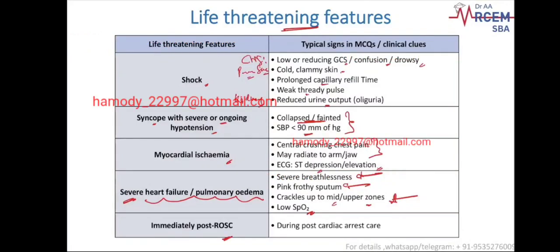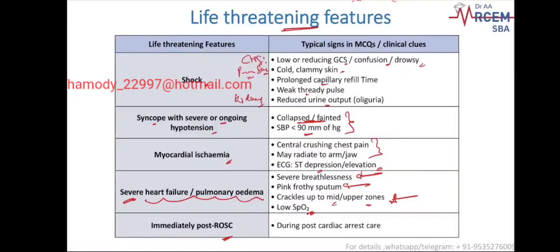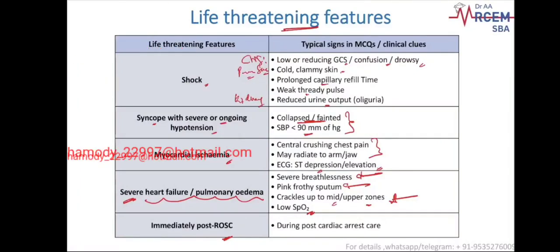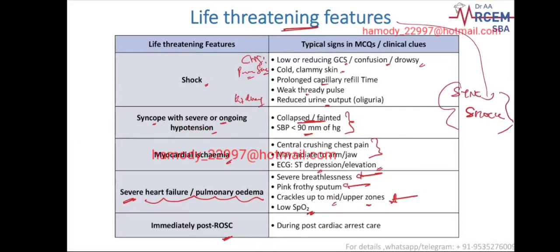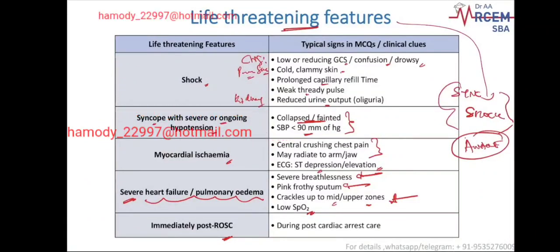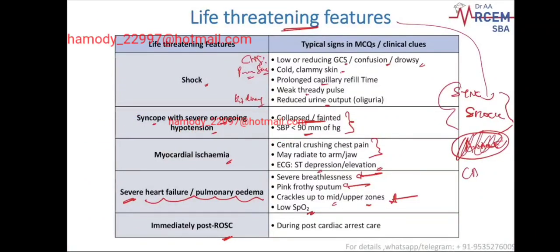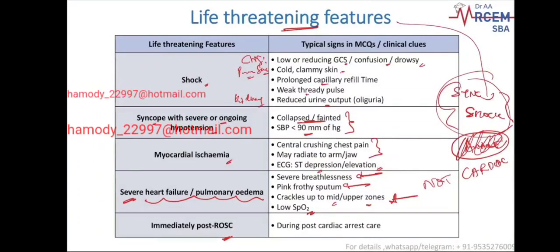Immediate post-ROSC. That means you have just had the return of spontaneous circulation. Then the patient started having a tachycardia or bradycardia. Then it becomes a life-threatening feature. If life-threatening features are there, what do we do? We go ahead and shock the patient. It is a synchronized shock we are giving here because we are expecting the patient to be alert, awake. Whenever the patient is awake, I mean not in cardiac arrest. Better terminology, let me use it: not in cardiac arrest. Whenever the patient is not in cardiac arrest, you're doing a synchronized shock.